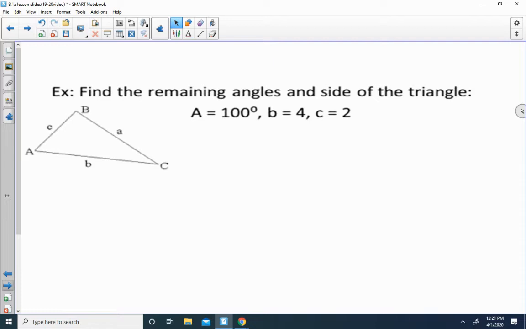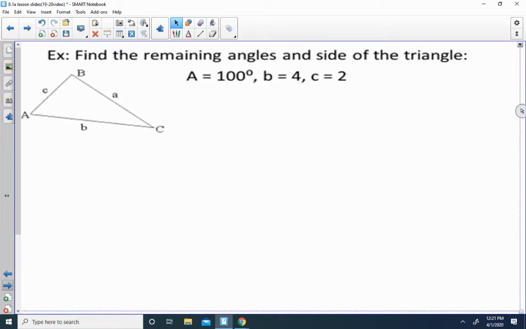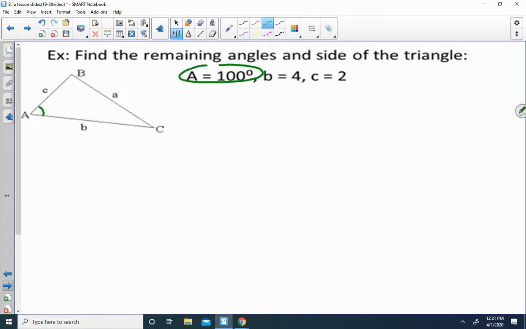Okay, real quick, I gotta fix this. Perfect, right where it needs to be. So, find the remaining angles and the side of this triangle. Let's see what we got. First, we got an angle A, which is 100 degrees, but we need a B and a C. So, over here, we're going to find big B and we're going to find big C.